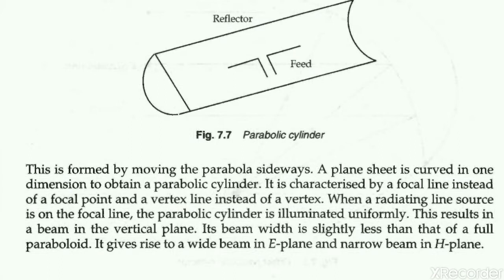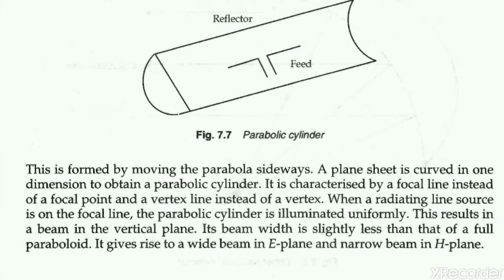Please remember this very important point: the parabolic cylinder mainly transmits the beam in the vertically polarized plane, or the vertical plane. So we can say that it gives a wide beam in the E plane and a narrow beam in the H plane. The H plane is mostly our horizontal plane, or we can say towards the magnetic field. So this parabolic cylinder mainly gives rise to a wide beam in the E plane, or we can say the vertical plane.